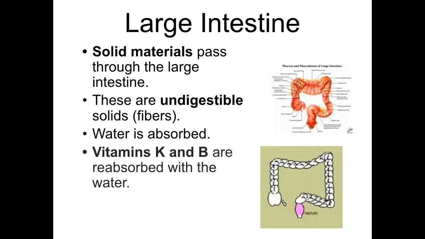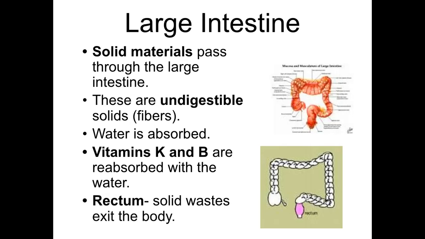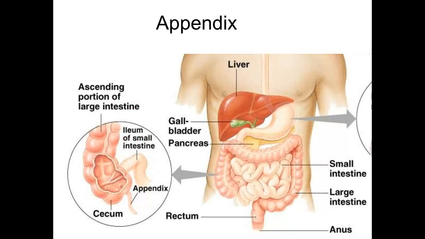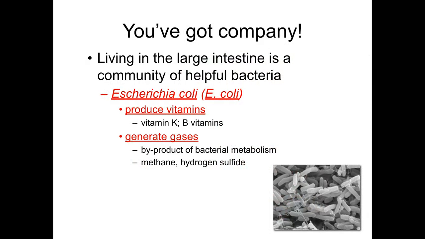Solid materials pass through it. Undigestible solids, fibers, things that our body does not want or use. We also reabsorb or absorb vitamins K and D. A lot of times those go into the chemical breakdown process, so we use those to pull those back out. Rectums get rid of the solid waste. Also, in our intestines, we have E. coli bacteria produced, and this is our large intestine. And we're just helping break down and get rid of food waste and things that we don't need.